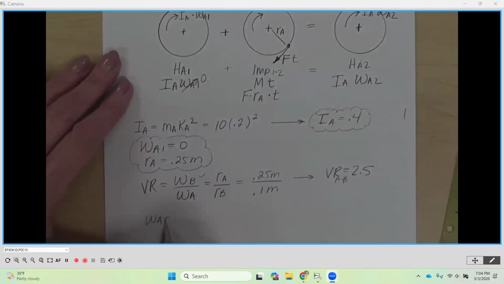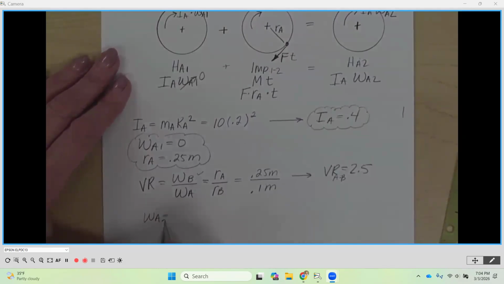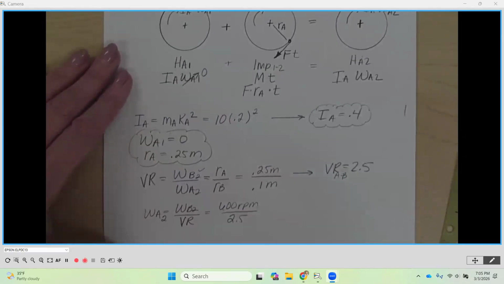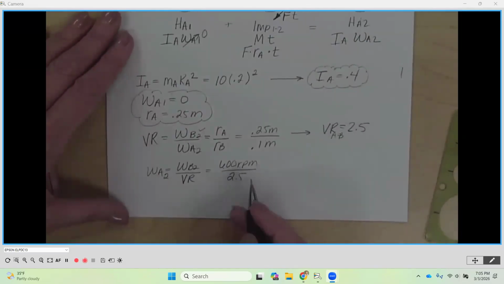So we can say that WA, or our angular velocity A, I should put 2 here. I'm so sorry. 2, because the ones are zeros, is going to be equal to our angular velocity B2 divided by our velocity ratio. So we know that to be 600 RPMs divided by 2.5. Okay. Doing that math, we get WA2 equal to 240 revolutions per minute.